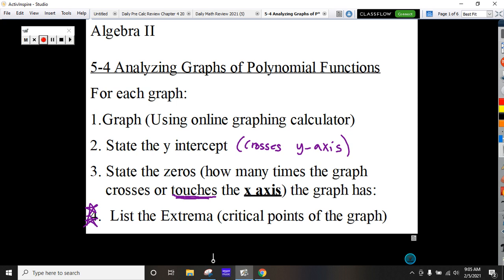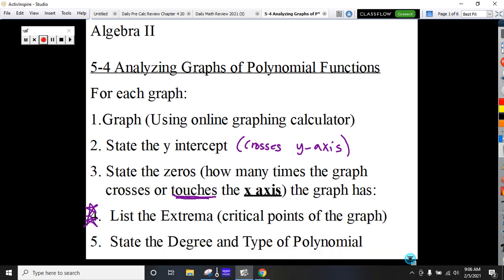Extrema, and I have stars around this because this is new. This is something that we haven't really discussed fully. The extrema of the graph, or where the graph turns and changes direction. So wherever that graph turns, it creates a certain shape. And there's actually 4 different types of extrema that we'll talk about in a little bit.